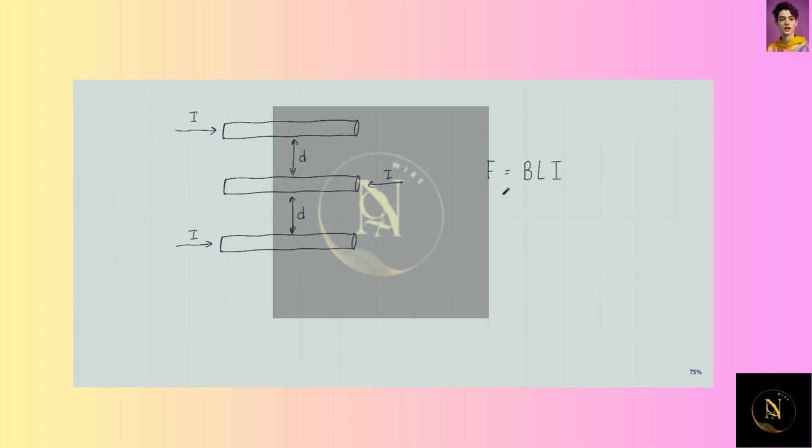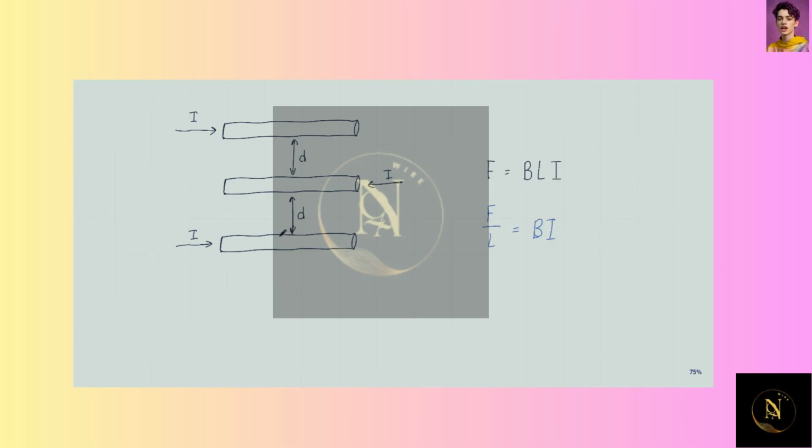So we'll use the equation F is equal to BLI, where B is the magnetic field, L is the length of the wire, and I is the current flowing through each wire. So from here we can see that the force per unit length, F over L, can be simply written as the magnetic field strength B times the current I.